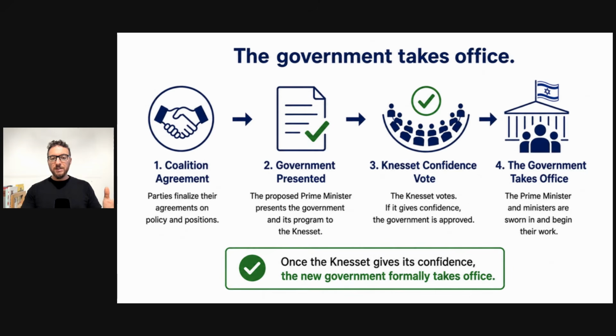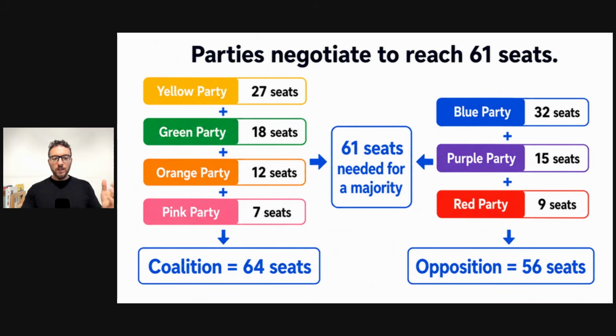But what happens if in those negotiations between the parties, nobody can put together a majority? Let's go back to our example. We have the blue camp, along with purple and red, who have 56. And let's say we have yellow, green, and orange in the other camp. Together they have 57. And we have pink, who we said is sort of undecided. But let's say pink isn't undecided. Let's say pink decided that they're not going to sit in the government no matter what. And so they're not willing to go with blue, and they're not willing to go with yellow.